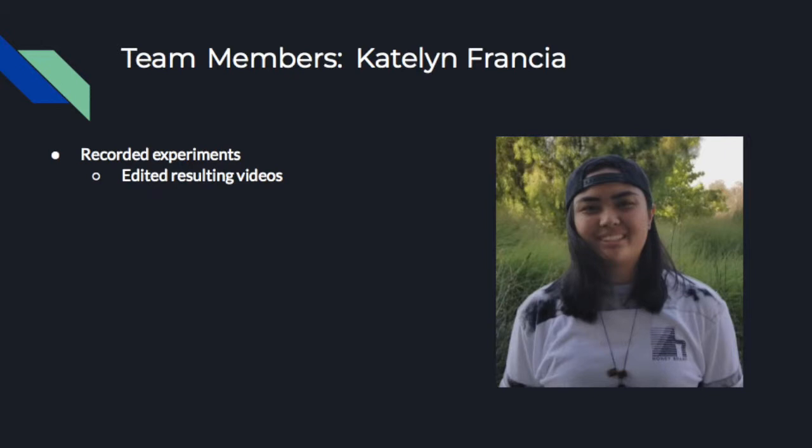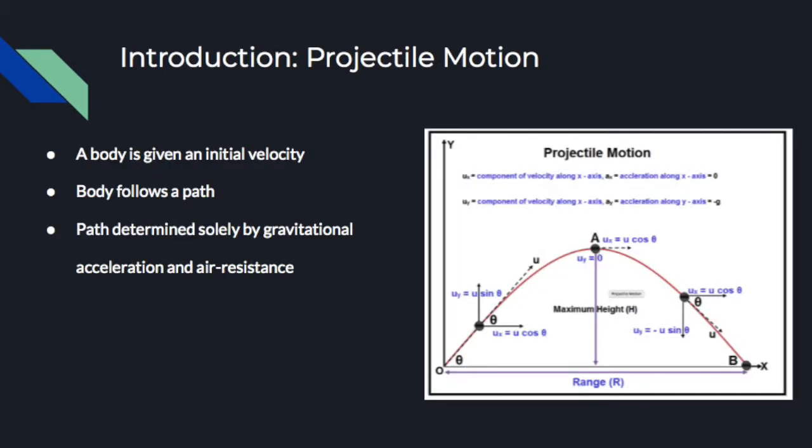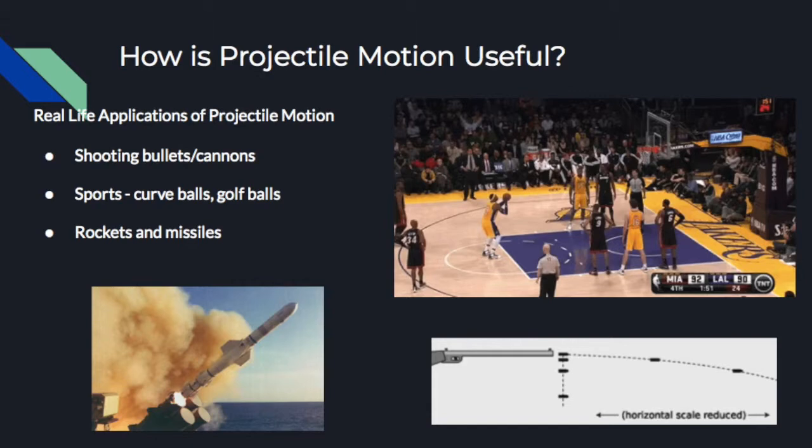of each object. Projectile motion is the motion of an object thrown or projected into the air, influenced by acceleration of gravity. Projectile motion is useful for real-life applications such as shooting bullets or cannons, sports like basketball and golf, and last but not least, rockets and missiles. In each of these cases, projectile motion helps us estimate the path and final position of the projectile itself.